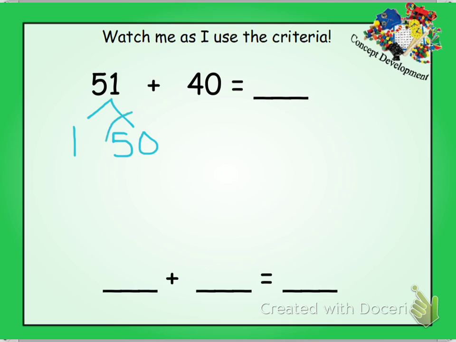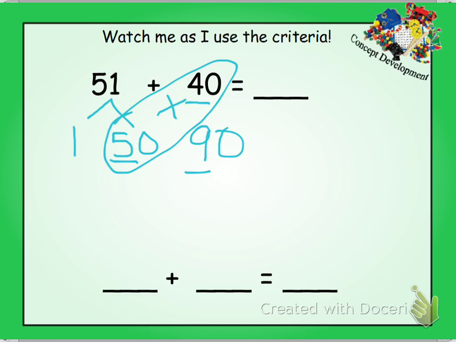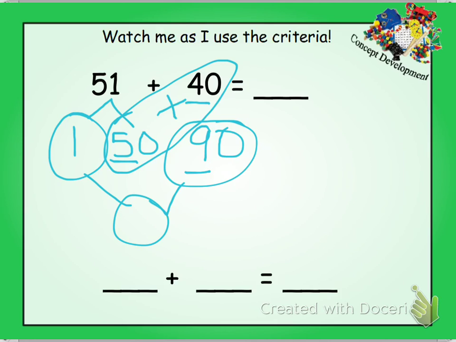So now I'm going to add my 50 and my 40 together. Well, I know that 50 plus 40 is 90 because 5 tens plus 4 tens equals 9 tens. Then we have to add the 0 in the ones place. Now I'm going to add 90 and 1 together. 90 plus 1 is 91.